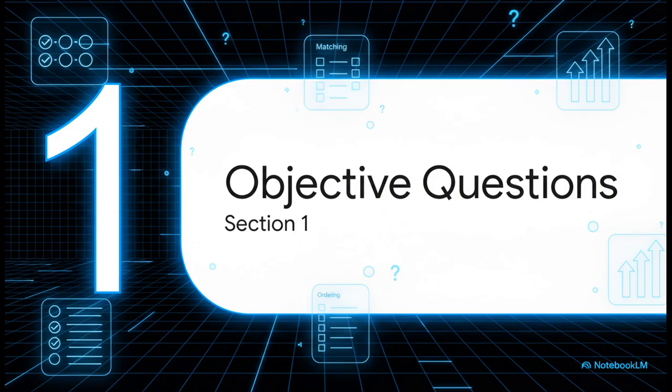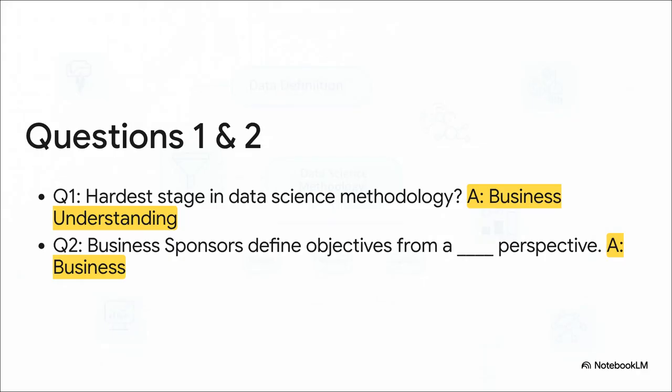First up, we've got the objective questions. This is going to be a rapid-fire round with multiple choice, matching, and ordering, so you got to be quick. Okay, question 1. What's often called the hardest stage in the whole methodology? That would be business understanding. And why is that? Well, because if you don't ask the right question from the get-go, even the best model in the world won't help.